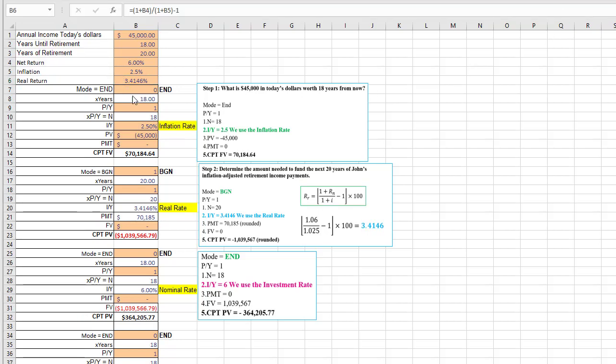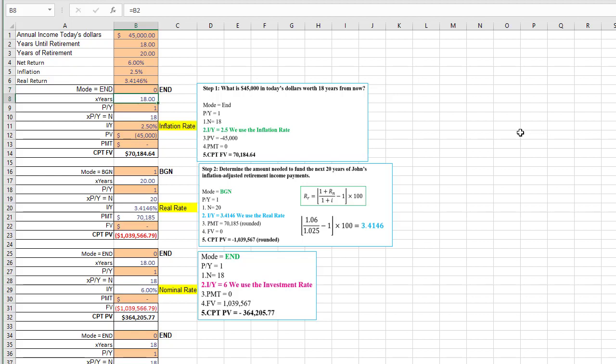So you can see what I did here. This is step number 1. What is $45,000 today, 18 years from now? So again, you can see here on the left-hand side what was from the PowerPoint slide when we were solving it. But here I have it in Excel. So we need to be in the ending mode. So that is a 0 nomenclature when we're using Excel.